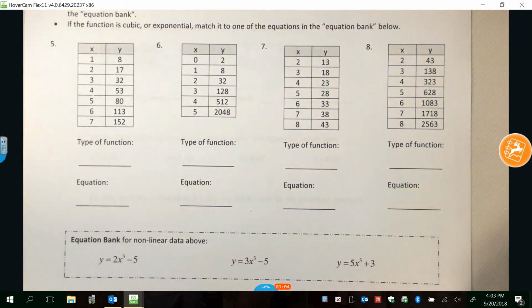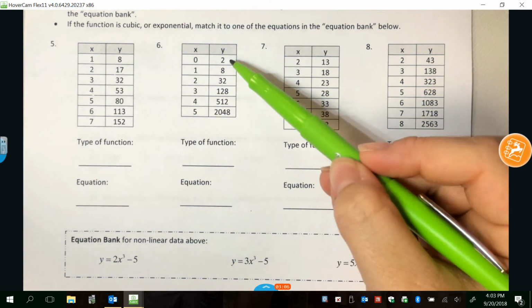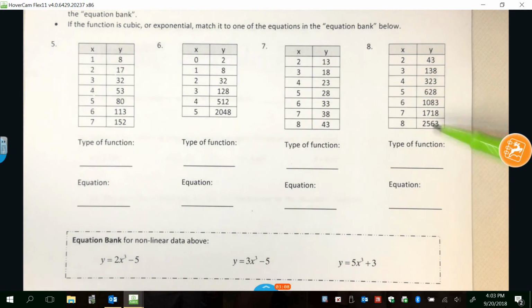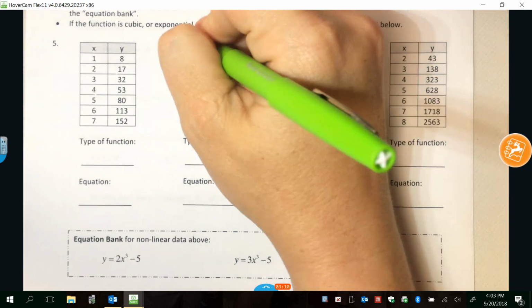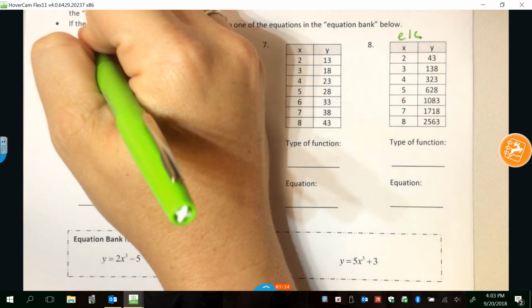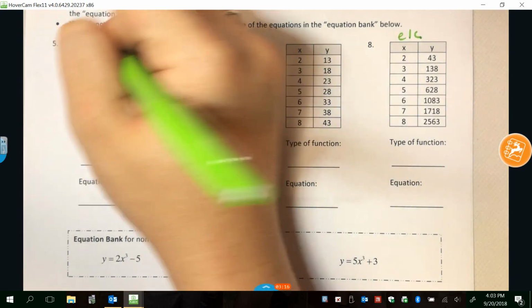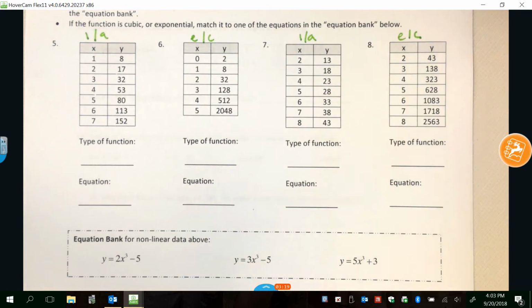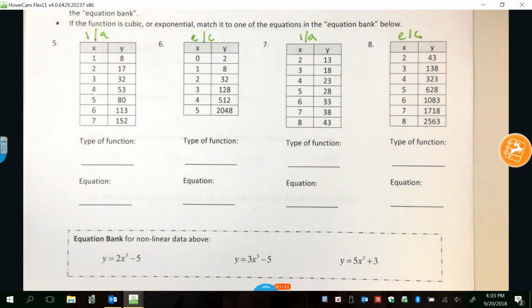So one thing I want you to realize is that the ones that grow really fast are either exponential or cubic. Therefore, the ones that don't grow as fast are linear or quadratic. So that's what we're going to focus on each one to help us.